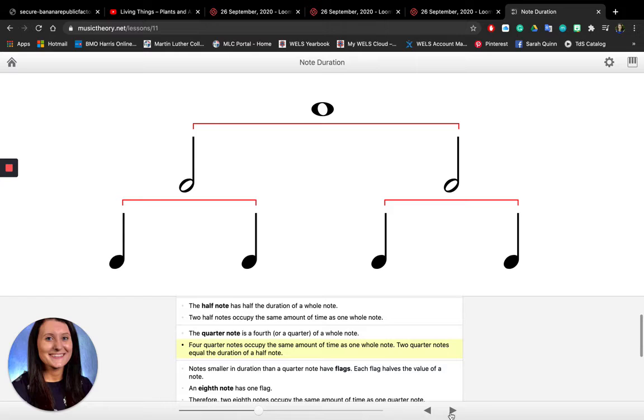So again, a whole note we would hold for 1, 2, 3, 4, and then with half notes we would hold 1, 2, and then next note 1, 2, and with a quarter note we would hold 1, play the next note 1, play the next note 1, play the next note 1.